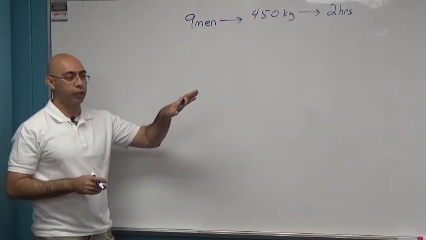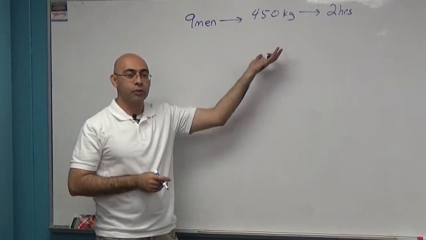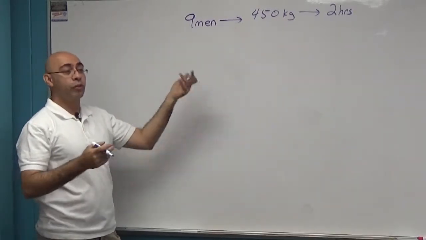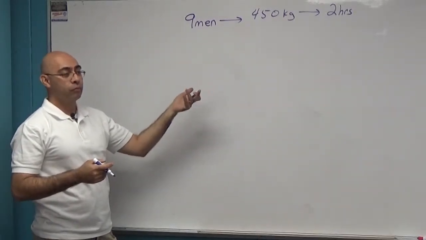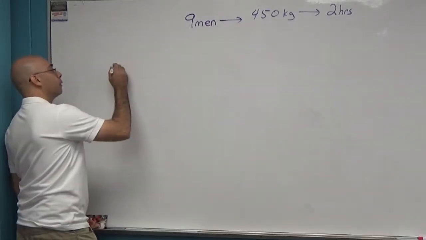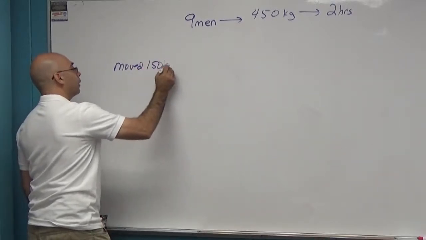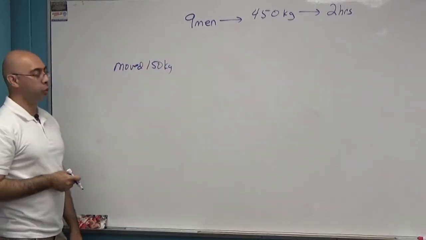What's going on in this situation? We got 9 men, they got to move this much, and they can do it in 2 hours. But as they were moving stuff around, they lost 5 guys. They already unloaded 150 kilograms. All right, they already moved 150 kilograms, so we're set there.